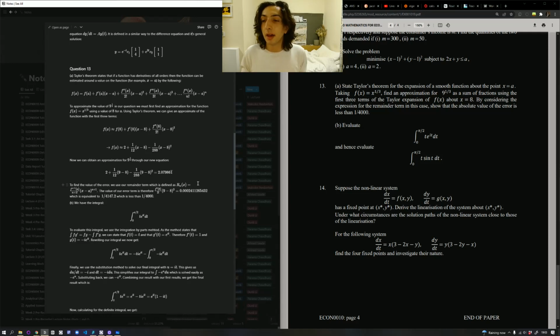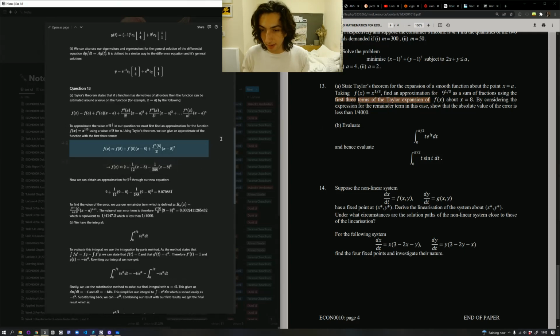Okay, so to approximate this value, we need to essentially generate an approximation for the function x to the power of a third around 8. This is the formula. And so using this formula up to, as it says here, the first 3 terms around that, we can generate an equation. Now, I won't take you guys through the calculation steps. I don't think you're that dumb. Actually, that's a bit prescriptive.